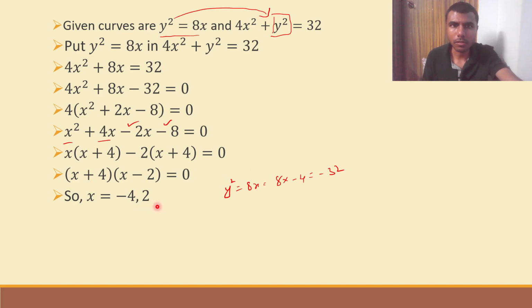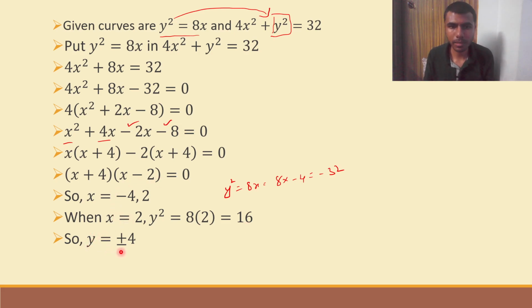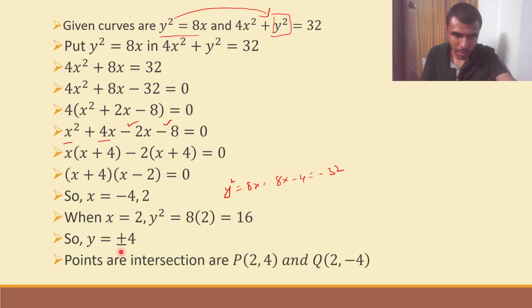So put x equal to 2 here. When x equal to 2, y square will be 8 into 2, which is 16. Y square is 16. That means y can be plus or minus 4. So basically when x is 2, y can be plus 4 or minus 4. So my points of intersection are P(2, 4) and (2, minus 4), because y has two values. Okay, I hope things are clear up till now.